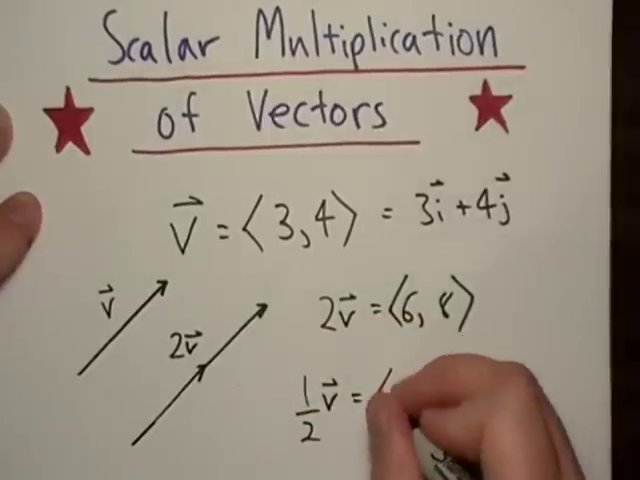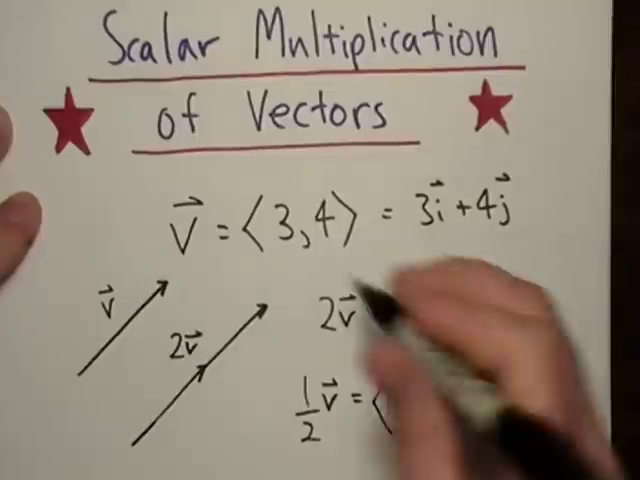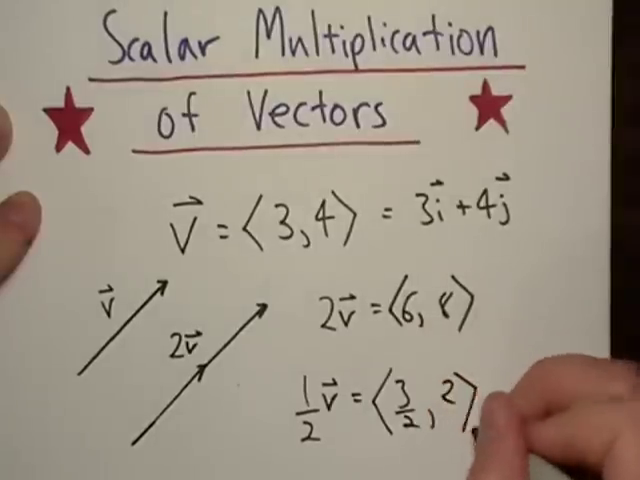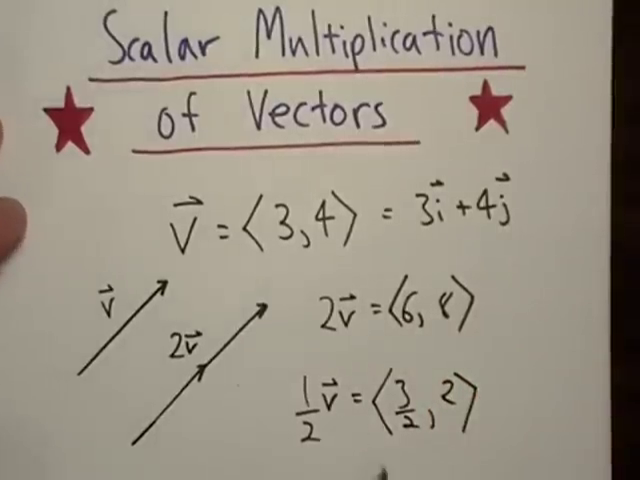Likewise, what if I took 1/2 and multiplied it by v? 1/2 times 3 is going to be 3 halves, and 1/2 times 4 is going to be 2. So this time we scaled it down a little bit. That's basically the idea with scalar multiplication.